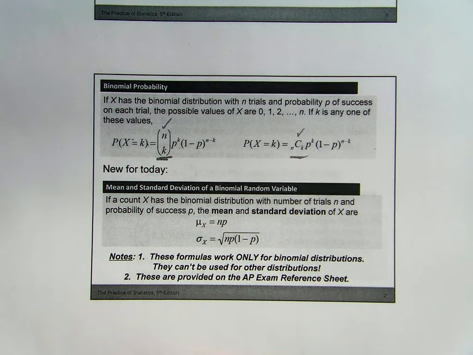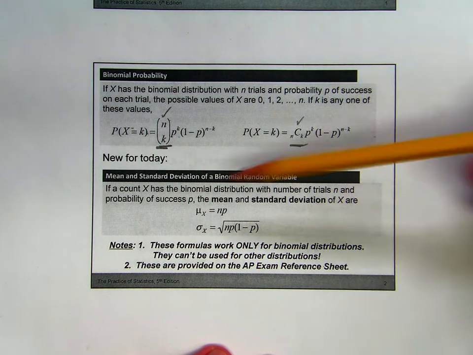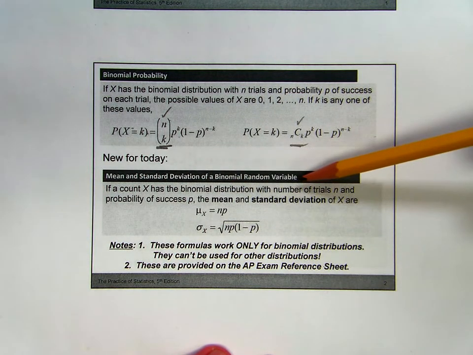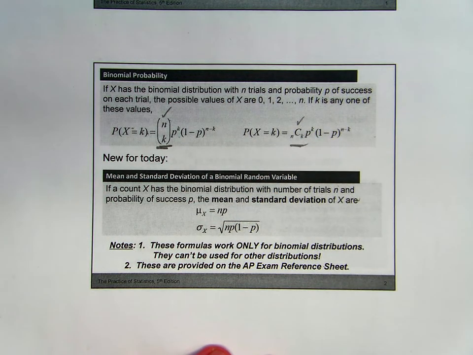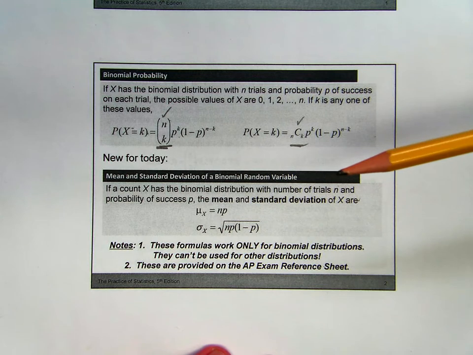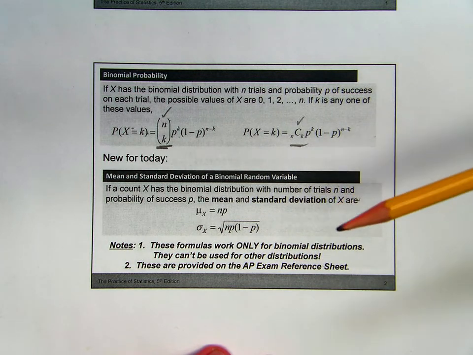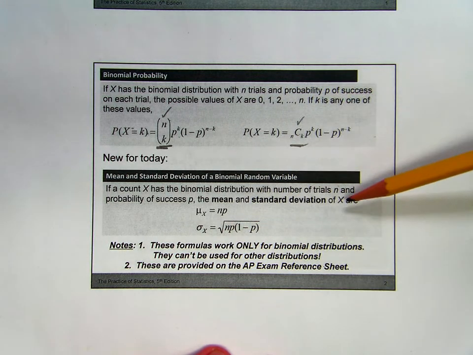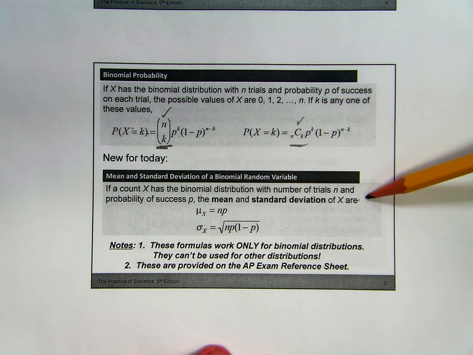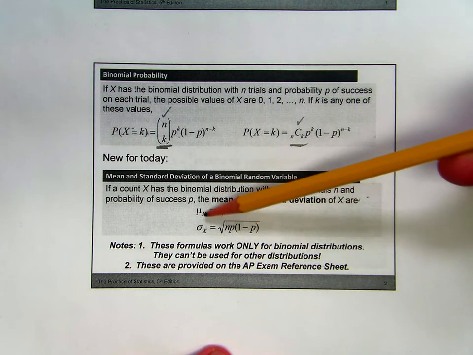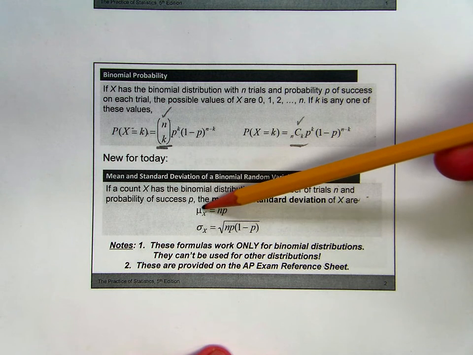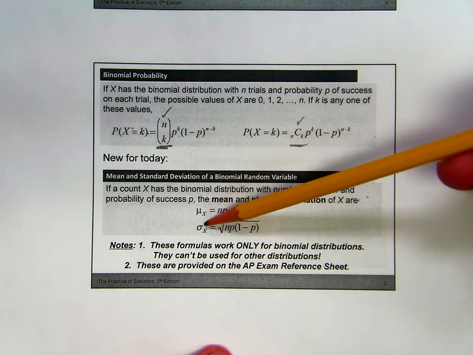Okay, the new thing for today, or one of the new things for today. If a count X has a binomial distribution with the number of trials N and a probability of success P, here are the mean and standard deviation of the distribution. Prior to today, a probability distribution represents everything that could happen in a given scenario, so everything fits that population as opposed to sample idea. So the notation that we use is the symbol for population mean and population standard deviation.